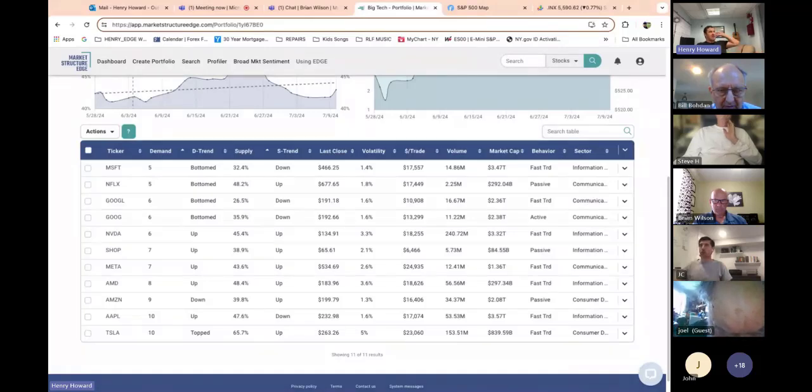Tim could give us the exact numbers, but the vast majority of trading activity that Edge measures is in passive money.